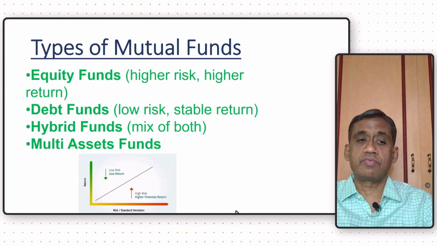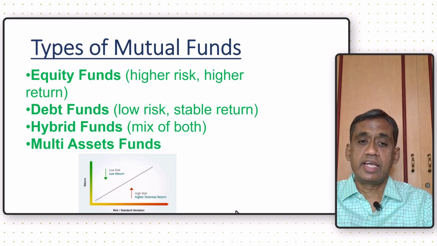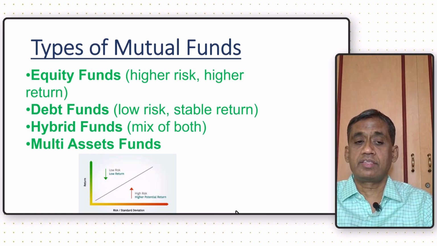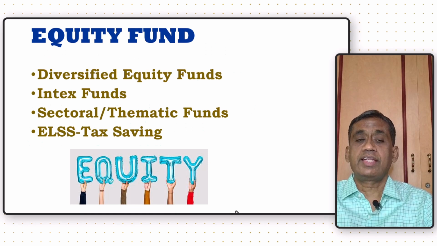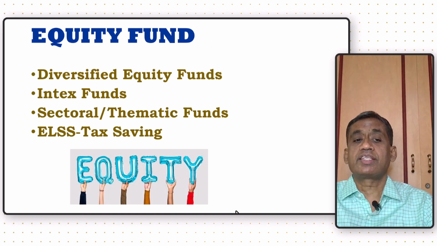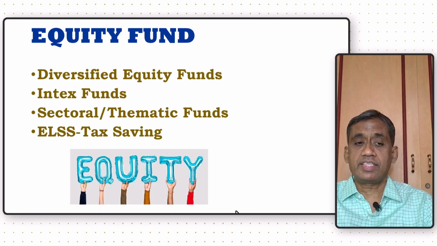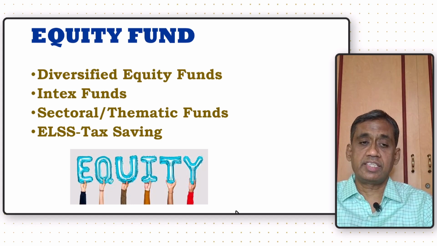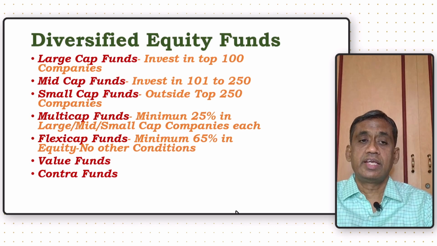Types of mutual funds. What are the types of mutual funds? Broadly, equity funds: higher risk, higher return. Debt funds: lower risk, stable return. Hybrid funds, a mix of both. Multi-asset funds. We can discuss them one by one. Equity funds include diversified equity funds, index funds, sectoral or thematic funds, and ELSS. There is a subclassification. We will discuss them individually.